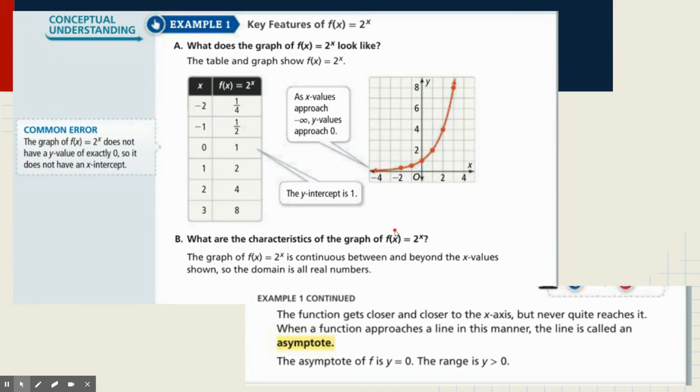Some examples. Let's talk through some examples here. So what does the graph of 2 to the x power look like? Let's look at the table and the graph here. 2 to the power of x. Right here, you set up a table. Set your x values, then determine your y values. And you can see here, a number larger than 1, so you're going to have an exponential increase.